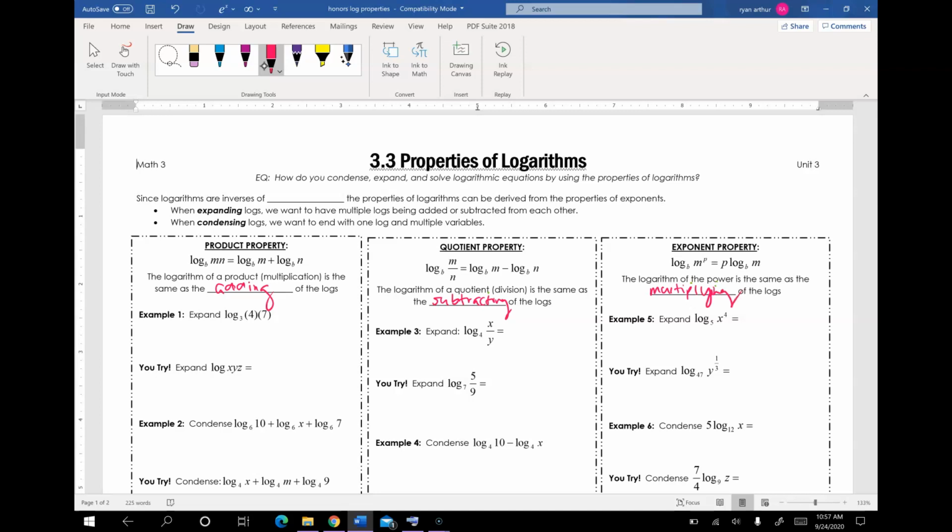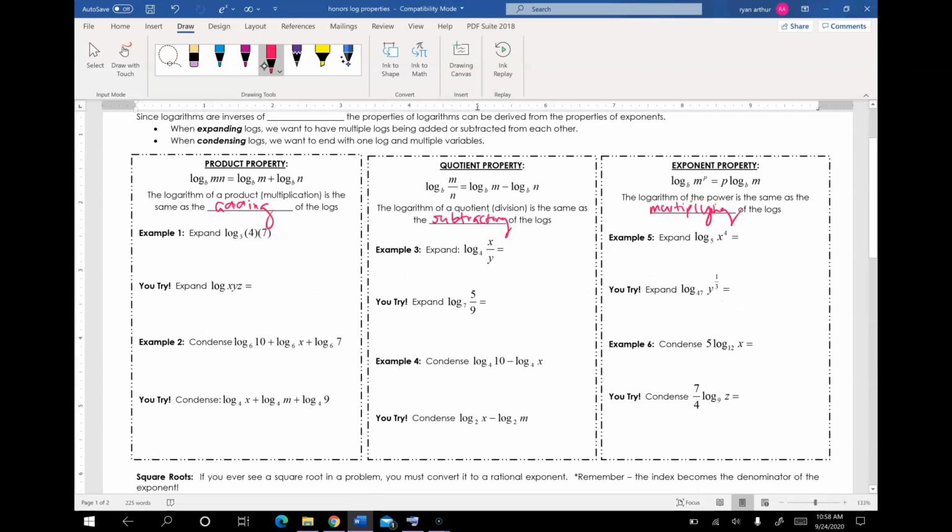So we're going to condense. Now condense means you're going to go from a lot of logs to one log. So when you condense things, you should only have one log in your answer. Okay? All right, so let's start off on the easy ones.